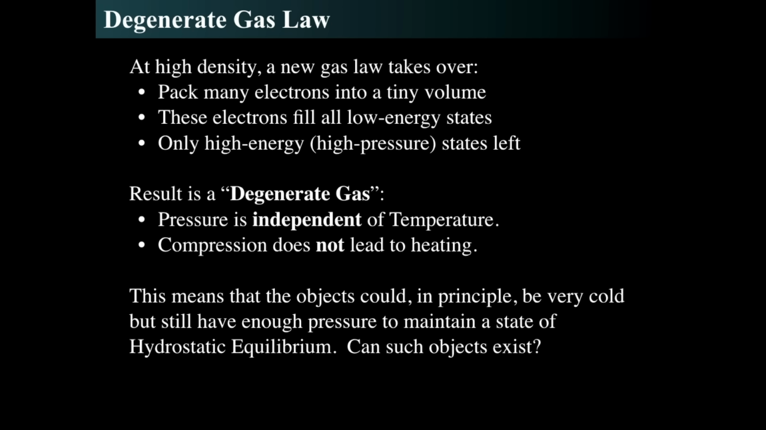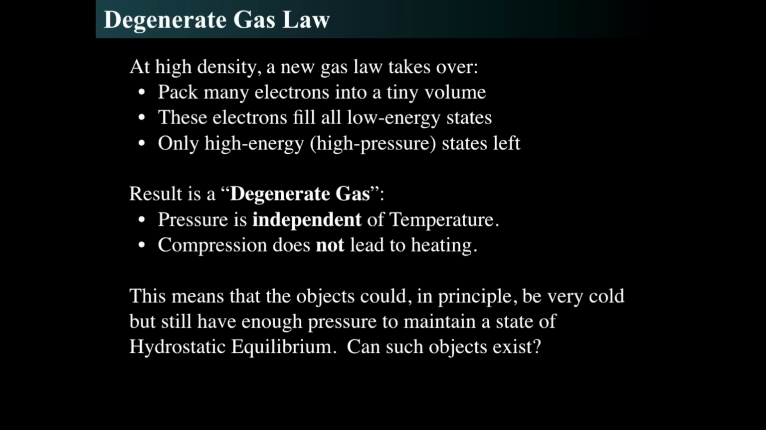However, in a white dwarf, all bets are off. We have a new type of gas law called the Degenerate Gas Law. So at high density, this new gas law takes over, because now we pack things in. We've said this is a very high density thing. So you pack everything into a really small volume. Everything is at these what we call low energy states, and only the high energy states are left, which is, what do you mean by that? And the result is what we call a degenerate gas.